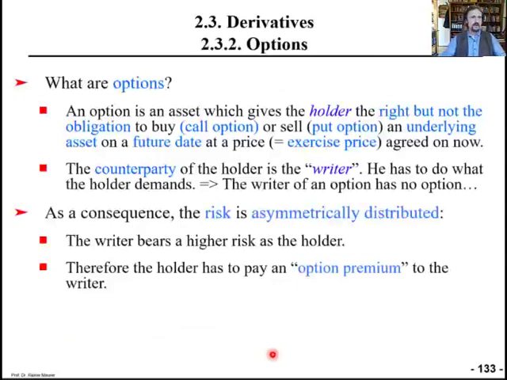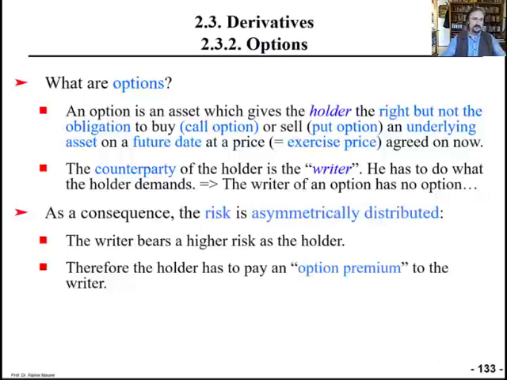What are options? An option is an asset which gives the holder the right, but not the obligation, to buy or sell an underlying asset on a future date at a price agreed on now. The price agreed on now is also called the exercise price, and if the option provides the right to buy the underlying asset, it is called a call option, and if the option provides the right to sell the underlying asset, it is called a put option.